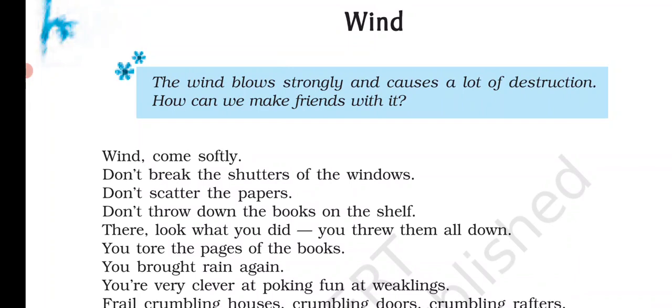So, before we proceed with the stanzas, let's discuss what this poem is all about and the poetic devices and figures of speech we have in this poem. These are very important. So, we actually need to look at them, and at the same time, you also need to understand and memorize them. So, the poem is about wind, as the name suggests, right? And the poet has described the power of wind and the destructions that it causes.